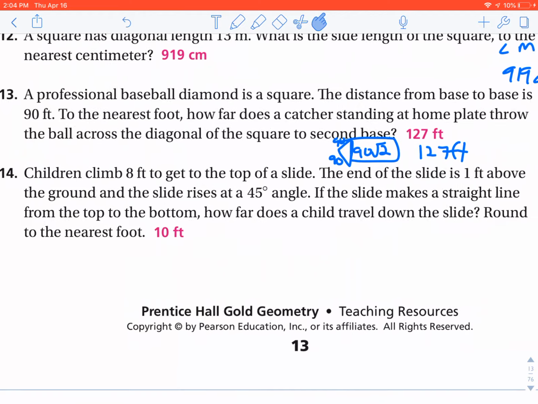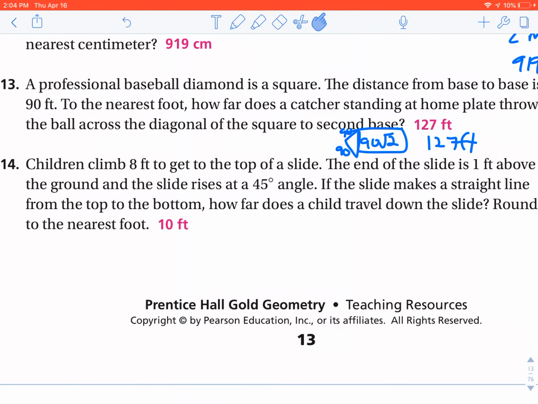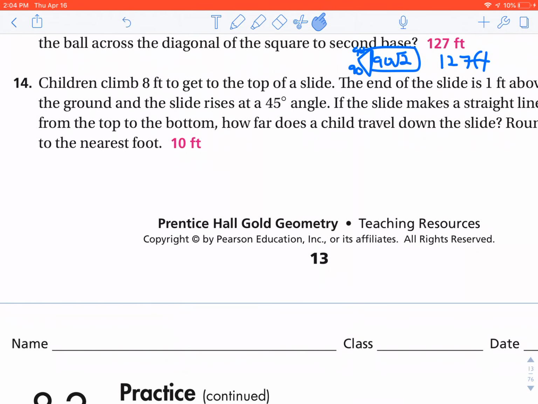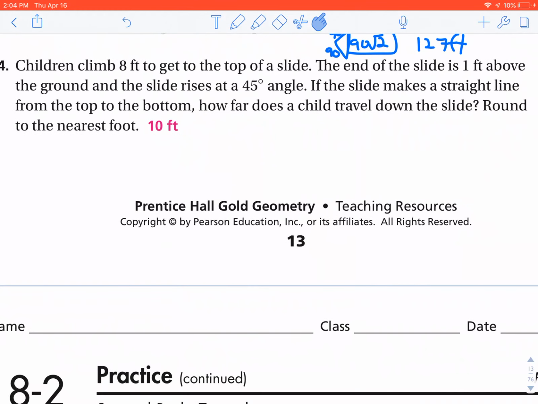And then lastly, this one I think is the hardest one. A child climbs 8 feet to get to the top of a slide. The end of the slide is 1 foot above the ground. If the slide makes a straight line from top to bottom at a 45-degree angle, how far do you travel down the slide? So here's our ladder. Here's our slide. And it's going to end 1 foot above the ground, and it makes a 45-degree angle.